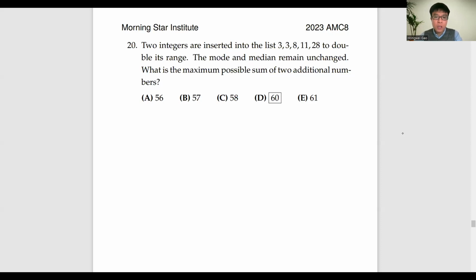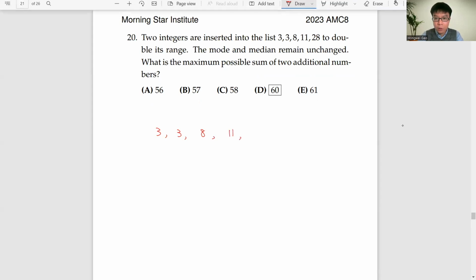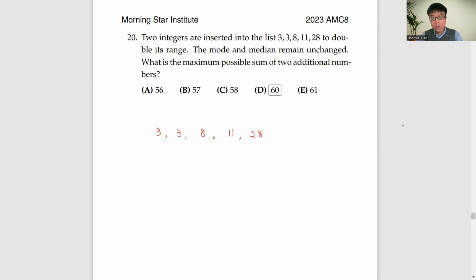Two integers are inserted into the list 3, 3, 8, 11, 28, such that the range is doubled and the mode and the median does not change. What's the maximum possible sum of these two numbers?